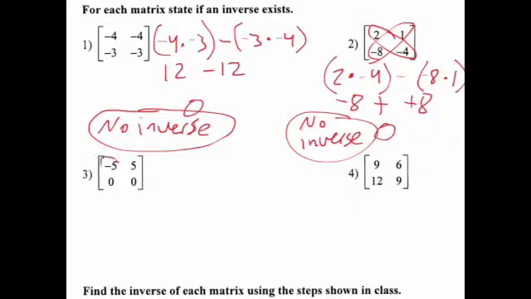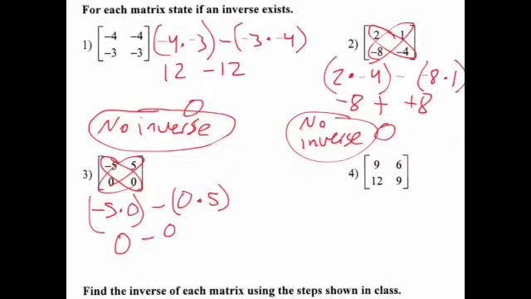Moving on to the next one. Multiply across the main diagonal, that's negative 5 times 0. When you subtract the other product of the diagonal there, 0 times 5, we get 0 minus 0, which is just 0, so this one also has no inverse.